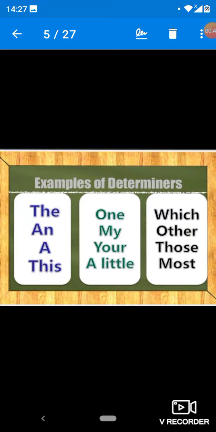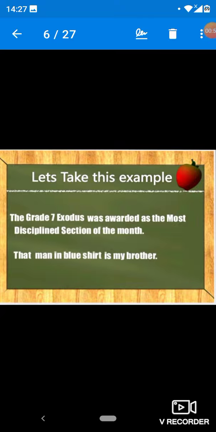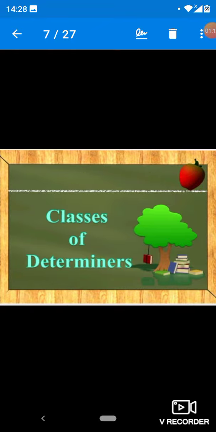Now, a few examples of determiners are: the, this, one, my, your, a little, which, other, those, most. Let's take these examples. The grade 7 Exodus was awarded as the most disciplined section of the month. That man in the blue shirt is my brother. Here, in the first sentence, the is a determiner before grade 7. And that refers to a particular man.